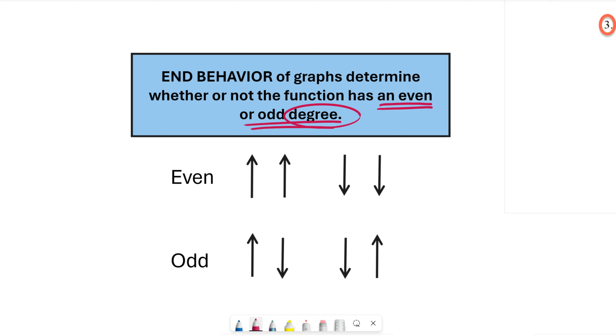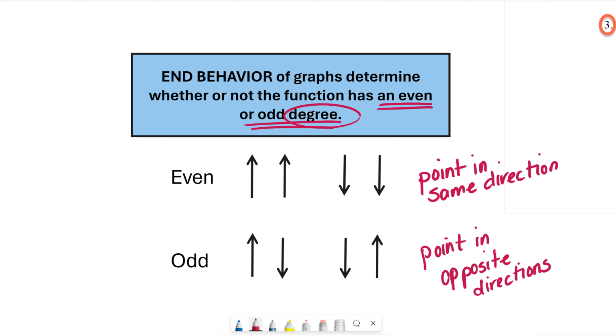The ends are either going to both point up, or both point down, or the ends are going to point in opposite directions, as you see in the pictures below. Even ends point in the same direction. Odd end behaviors, arrows point in the opposite direction.